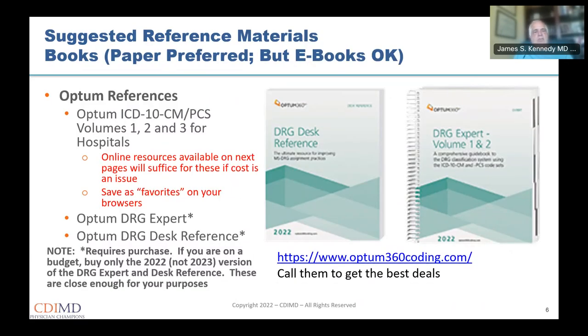So in short, we are hopeful that you can get some of the coding references, the ICD-10-CM-PCS, which can be used offline. Those are not absolutely necessary, though having paper documents usually does help. The DRG expert, I believe, would be very helpful to you, as well as the DRG desk references, both of which focus on the Medicare severity DRGs. I would encourage that you get these from Optum. If cost is an issue, they're not absolutely mandatory, but nevertheless, to the extent that you can get access to these, we believe would be a favorable thing to do.